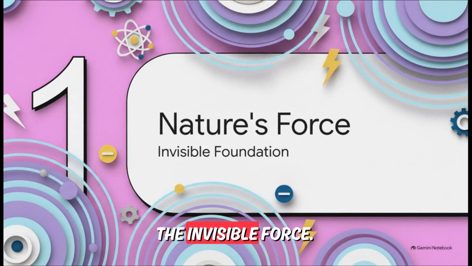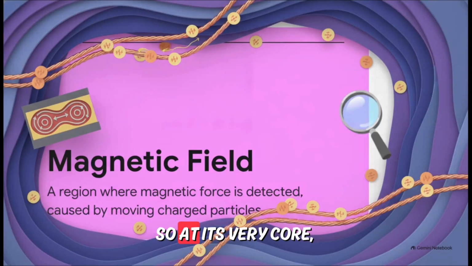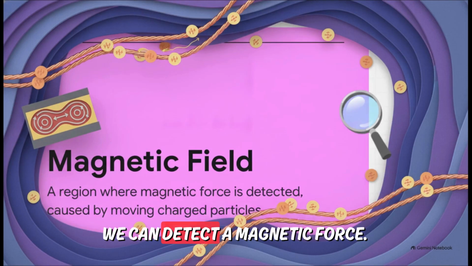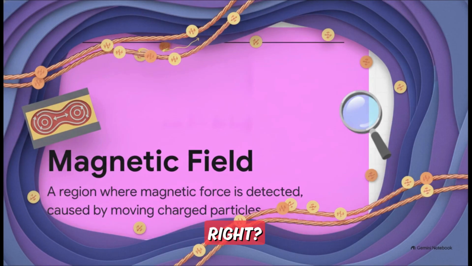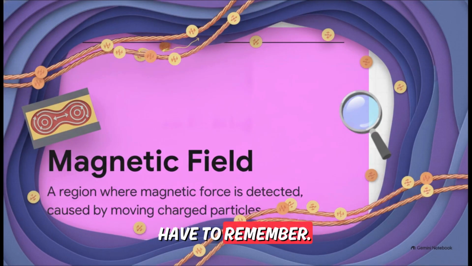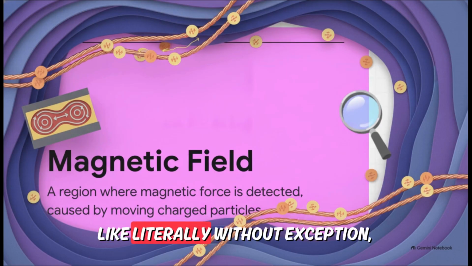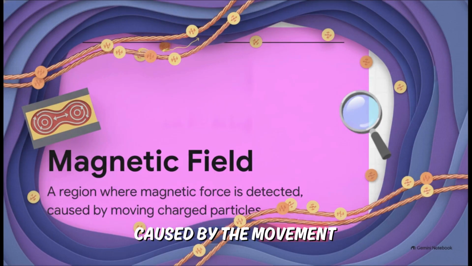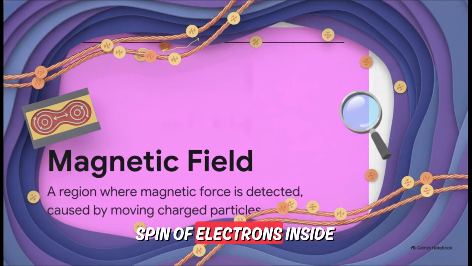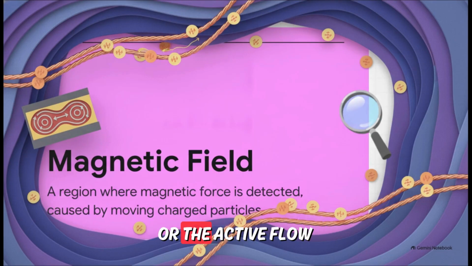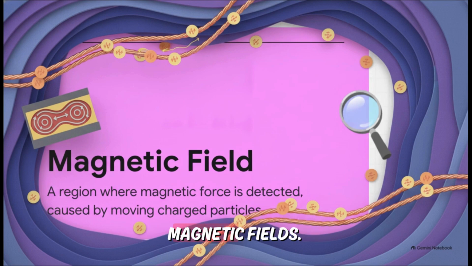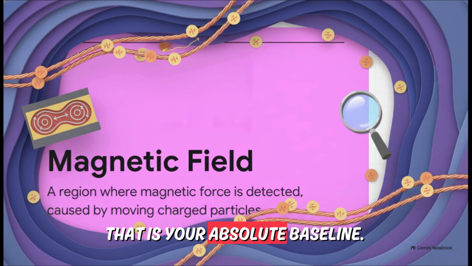Nature's force, the invisible foundation. Okay, so at its very core, a magnetic field is simply a region in space where we can detect a magnetic force. Simple enough, right? But here is the secret sauce, the one thing you absolutely have to remember. This field is always, literally without exception, caused by the movement of charged particles. It really doesn't matter if it's the natural spin of electrons inside a solid chunk of iron or the active flow of an electric current running through a copper wire. Moving charges equal magnetic fields. Boom. That is your absolute baseline.